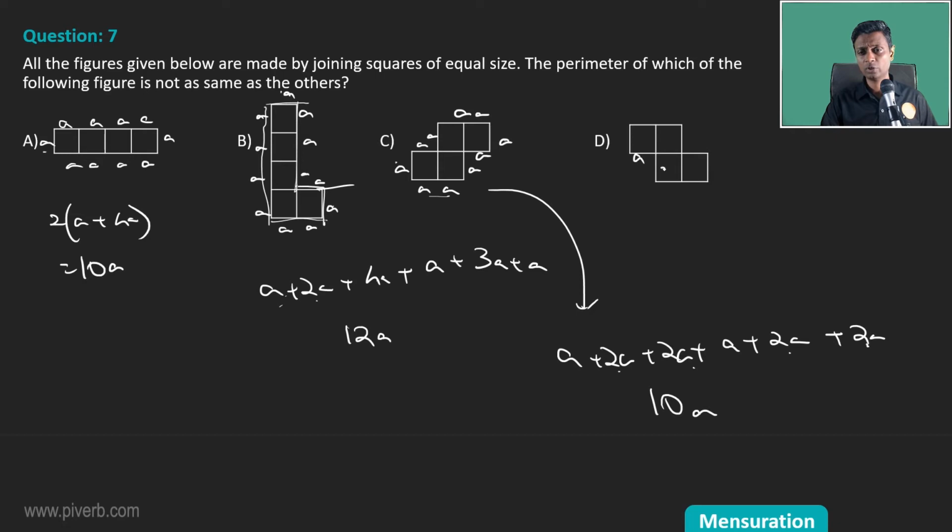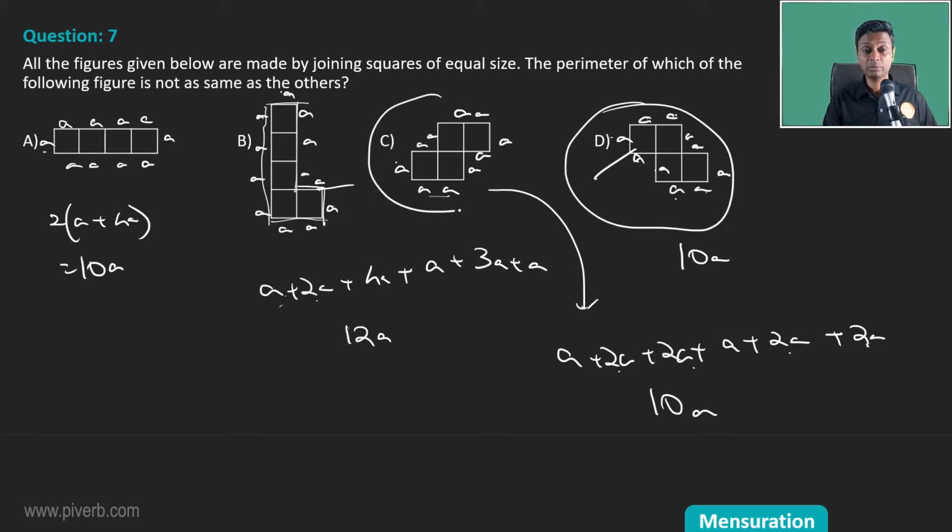Here again, all of these are squares. A. Starting from here, 1A, 2A, 3A, 4A, 5A, 6A, 7A, 8A, 9A, 10A. This diagram is similar to this diagram, symmetric. So this will be 10A.